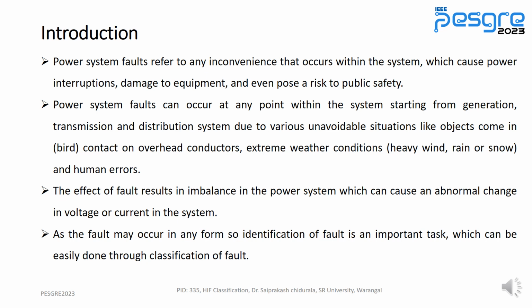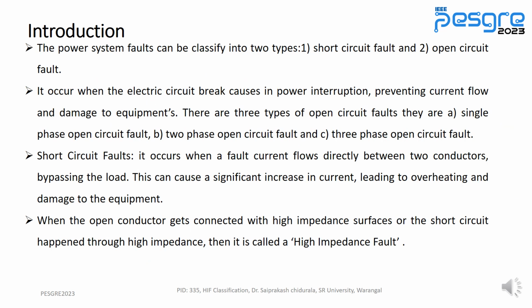The effect of faults results in imbalance in the power system, which can cause abnormal change in voltage and current in the system. As the fault may occur in any form, identification of fault is an important task, which can be easily done through classification of faults. So now we have to know what the classification is. The power system faults can be classified into two types. One is short circuit fault, another one is open circuit fault.